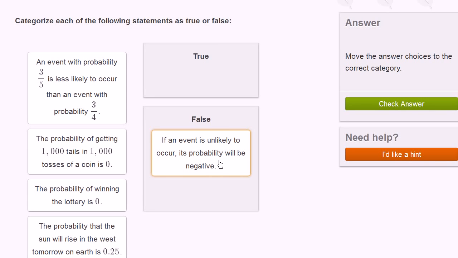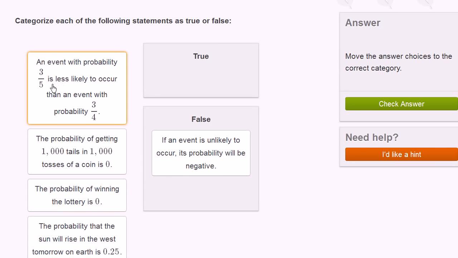Probabilities are always between 0 and 1. 0 means it is impossible. It cannot happen. 1 means that it's a certainty, that it will happen. And the values in between say how likely or unlikely they are. Probabilities greater than 0.5 say, hey, it's more likely than not. Probabilities less than 0.5, it's more unlikely than not. And probabilities of 0.5 say, hey, it's just as likely to happen as to not happen.